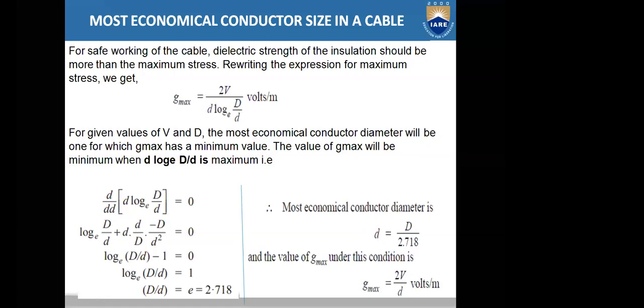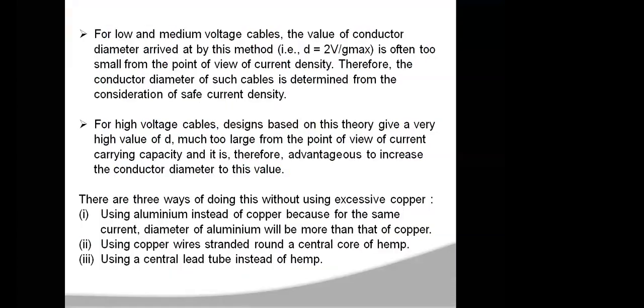if the cable is subjected to low or medium voltages. For low or medium voltage cables, you have to consider current density as a parameter to determine the diameter. So you should not use this d equal to 2V by Gmax expression to calculate the conductor size for low and medium voltage cables.